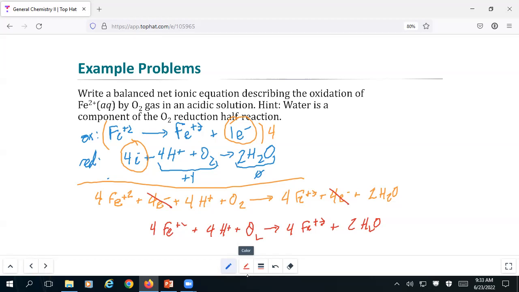Any questions about redox reactions, balancing oxidation numbers, that kind of thing? All right, let's go ahead and take a break then.